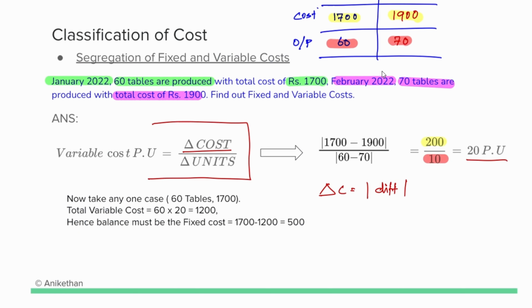What is the total variable cost? Take any one of the cases. Let's take the case of January. January 60 produced into 20 variable cost, you will have 1200 as total variable cost. What was the total? Total is 1700. That means the difference is fixed cost, which is 500. If you put it in February also, you will get the same fixed cost because it is fixed. So remember this formula, it is very important.